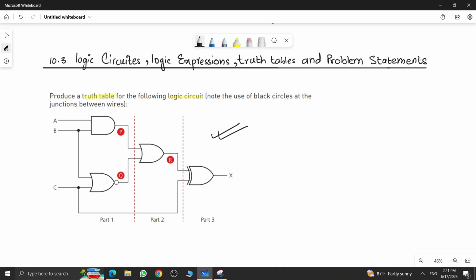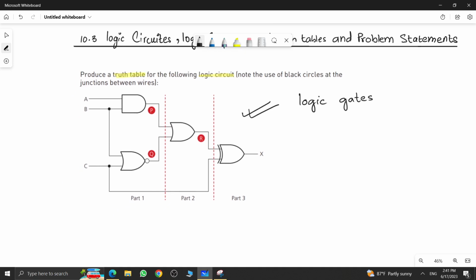And remember that a logic circuit is the one that is made up of different logic gates. In the previous video, we have seen the 6 standard logic gates that we use in order to make logic circuits. So let me explain you this logic circuit that is given below.